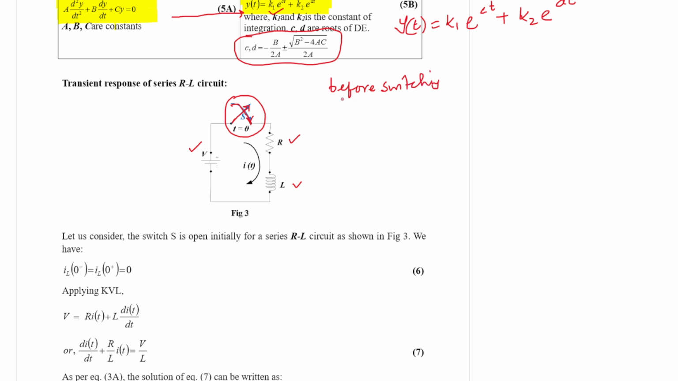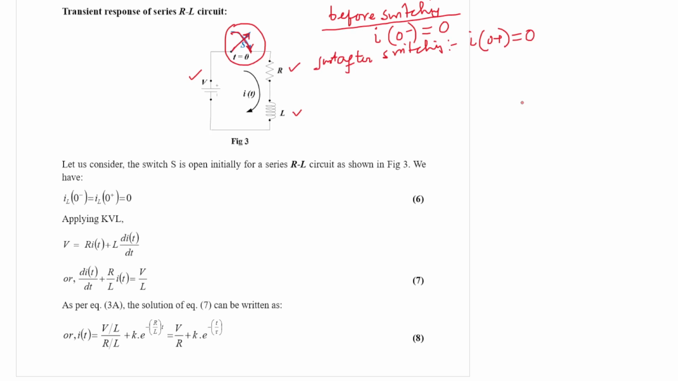As a result, since it is open before switching, the current flowing through the inductor is 0. So that is why I am writing I0 minus is equal to 0. Immediately after switching, it becomes I0 plus is equal to 0, because current flowing through the inductor does not change instantaneously. So this is written here, equation 6.